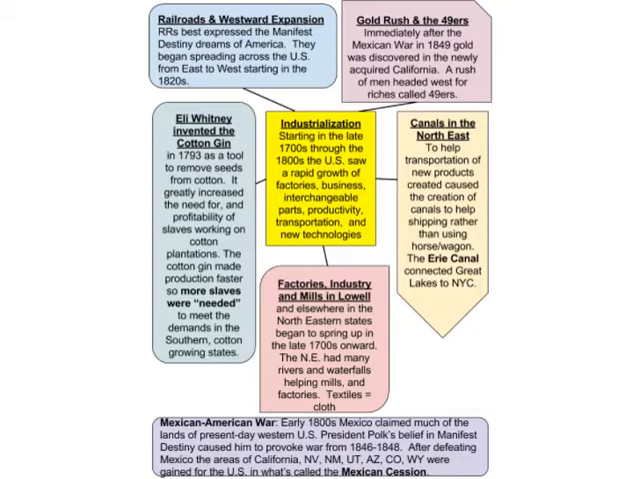The Mexican-American War, early 1800s. Mexico claimed much of the lands of present-day western United States. But because of President Polk's belief in manifest destiny, we sparked a war shortly after Texas joined the Union. It was actually in the lands bordering Texas and Mexico where this war started. That war only lasted a couple short years, but after defeating Mexico, the United States, through the Mexican Cession, which is Mexico giving the land up after the war, gained areas like California, Nevada, New Mexico, Utah, Arizona, parts of Colorado, and parts of Wyoming.